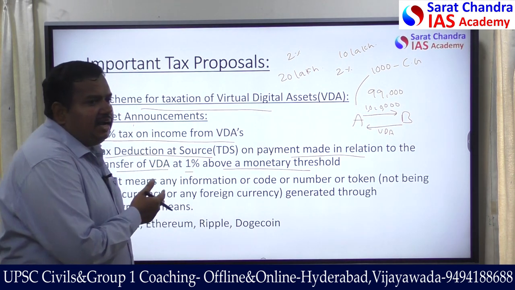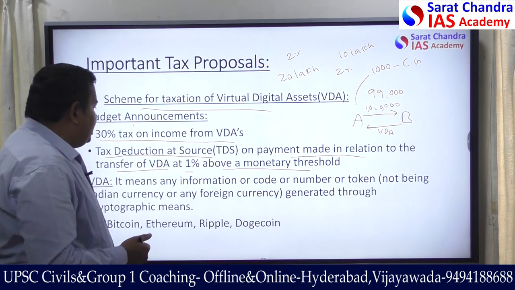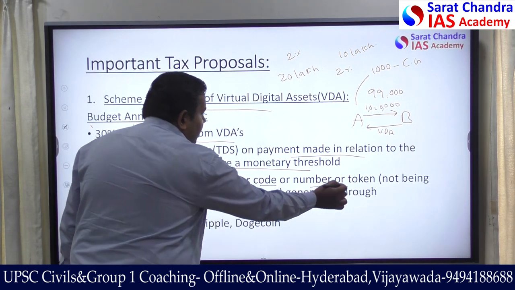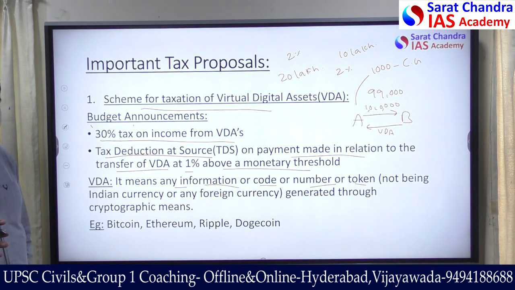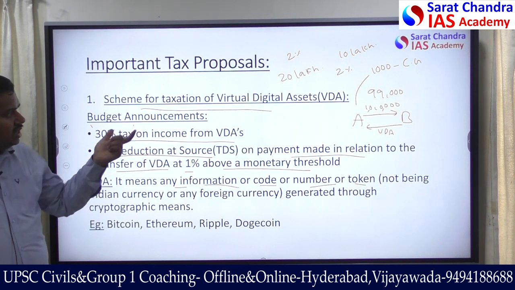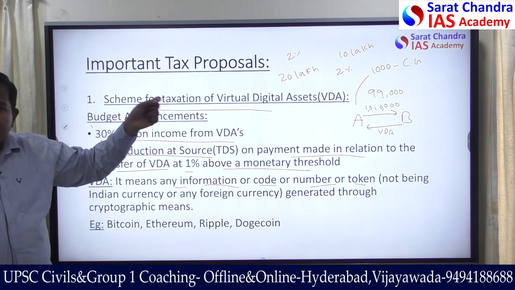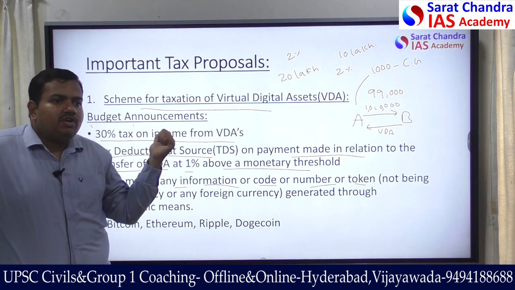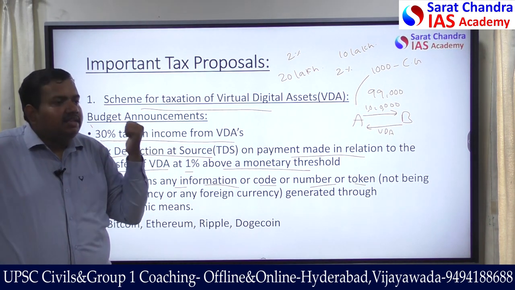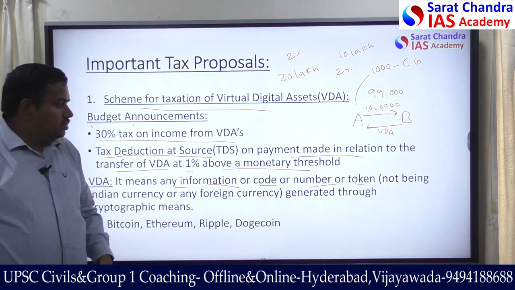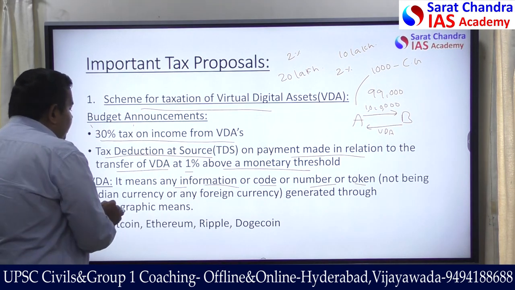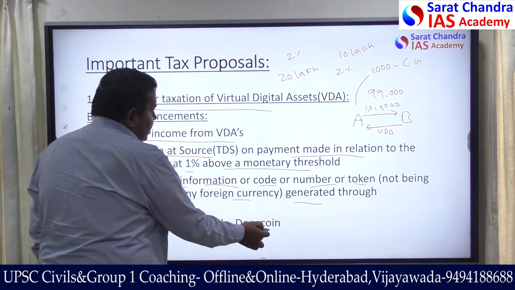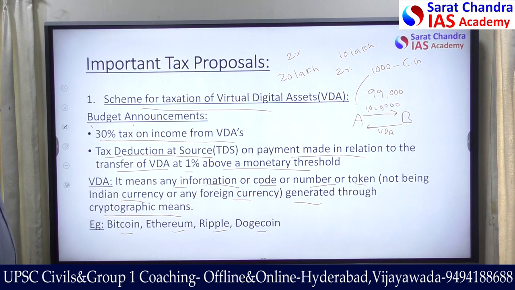So here, TDS with respect to transactions made using any virtual digital asset. I have just given the meaning of a virtual digital asset. So what is a virtual digital asset? It means any information or code or number or token. But here, central bank digital currency also comes under virtual digital asset. Here we are calling them virtual digital assets, not virtual digital currency. Central bank digital currency will be an official currency because it is now recognized under Section 22 of the RBI Act. But these virtual digital assets are not recognized. That's why we don't call them currency. They don't come under the definition of currency in India. Fine. So they should be in the form of information, code, number or token, not being Indian currency or any foreign currency, generated through cryptographic means. Examples: Bitcoin, Ethereum, Ripple and Dogecoin. These are the examples of virtual digital assets.